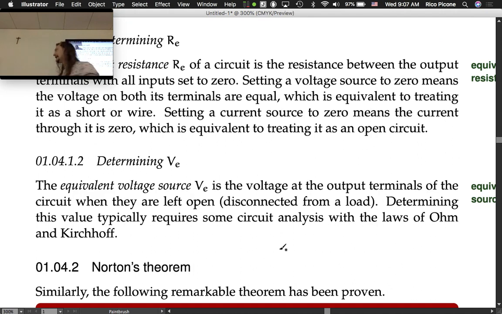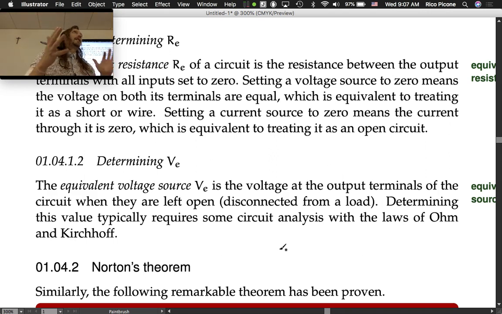Determining VE. So we know RE now. RE is pretty straightforward. Now VE, the equivalent voltage source, is the voltage at the output terminals of the circuit when they are left open or disconnected from a load. Determining this value typically requires some circuit analysis with the laws of Ohm and Kirchhoff. So this one's a little bit more involved typically because we need to figure out what the output voltage would have been with all of the other sources and resistors, the original circuit. So you have to go back to that original circuit.